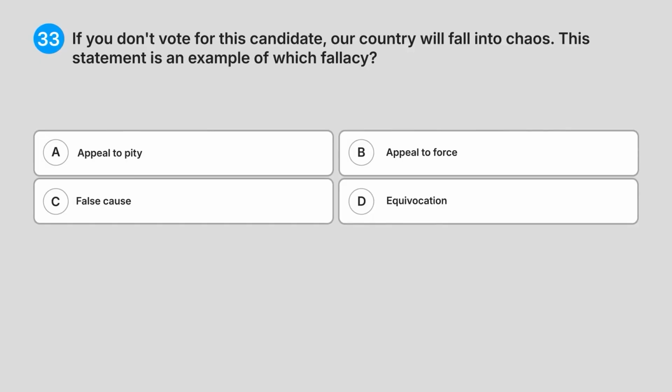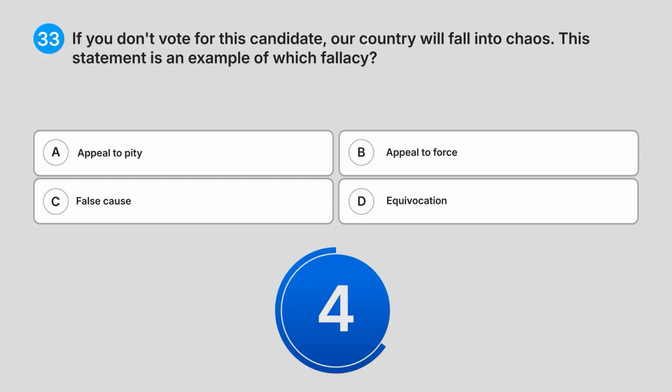33. If you don't vote for this candidate, our country will fall into chaos. This statement is an example of which fallacy? A. Appeal to pity. B. Appeal to force. C. False cause. D. Equivocation. Do you know the answer?